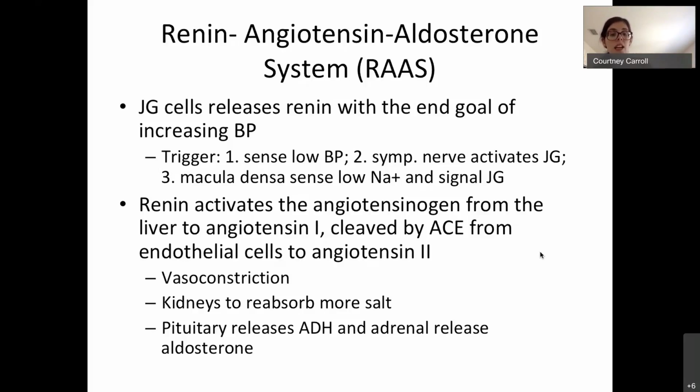And what this does is it causes vasoconstriction. So our blood vessels are going to constrict, right? That's going to increase the blood pressure in the same way if you squeeze a hose, now you're going to be shooting out more at a higher force than if it was relaxed, right? The kidneys are going to reabsorb more salt, and then the pituitary is going to release ADH, and our adrenal glands are going to release aldosterone. Now I know that's a lot. We're going to unpack this a little bit.